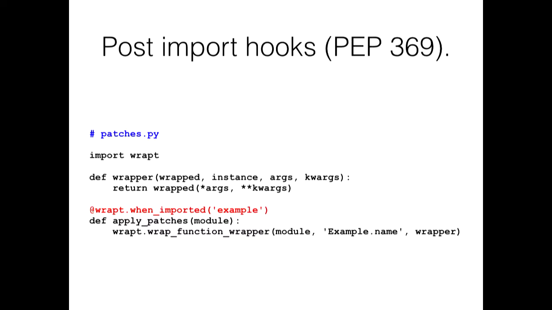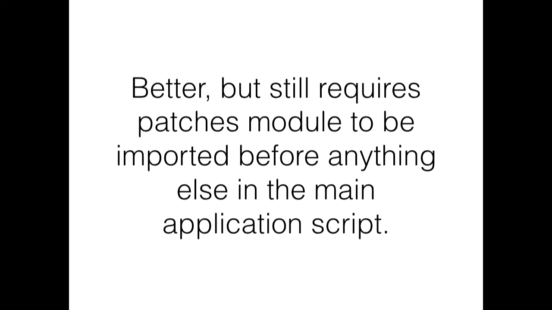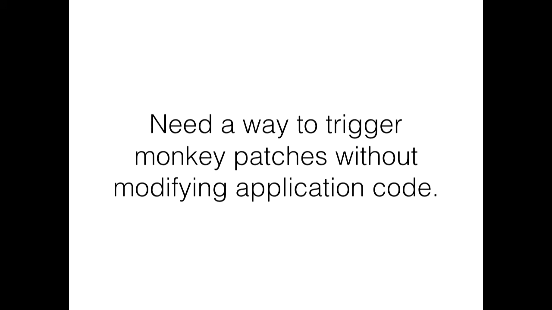Okay? Now, you've still got a problem here. What if example was already imported first? The problem is that you need to do this very first up in your application, right at the start. So you've got to change your application. You want a way of triggering these monkey patches. The other thing is you've had to modify your application to do that. So you're modifying code. So the next thing is how do we monkey patch code without actually modifying the application code in the first place?